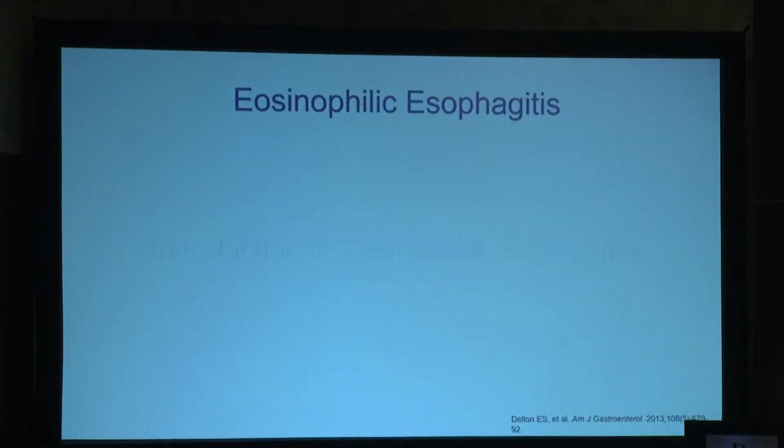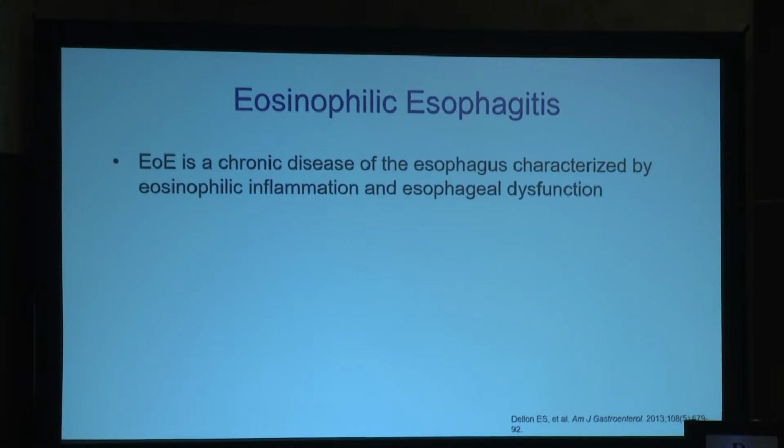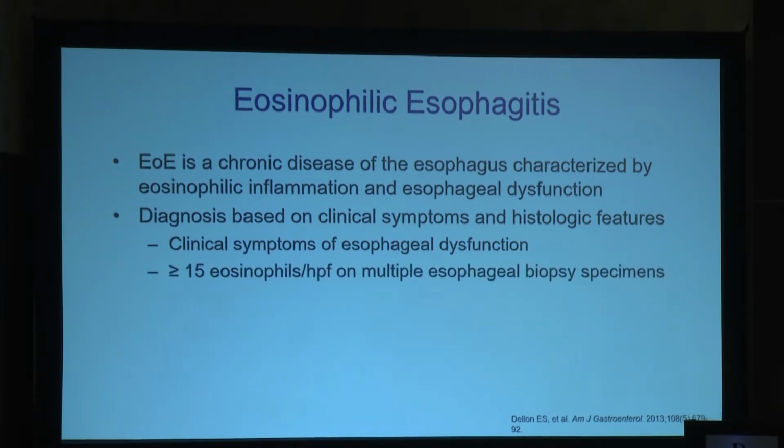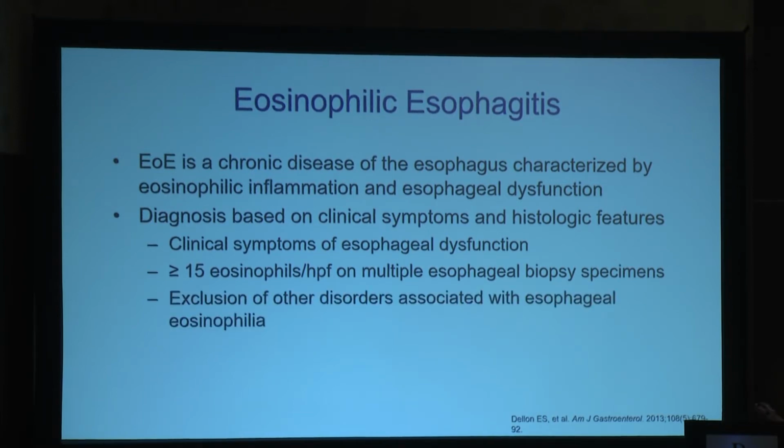But really, what is eosinophilic esophagitis? It's a chronic disease of the esophagus characterized by eosinophilic inflammation and esophageal dysfunction. So you have to have those symptoms: difficulty swallowing, food impaction, vomiting, things like that. And then on pathology, we have to see greater than or equal to 15 eosinophils per high power field on multiple biopsy specimens. And we also have to make sure there isn't any other condition causing the esophageal eosinophilia, because there are other things that can cause it.